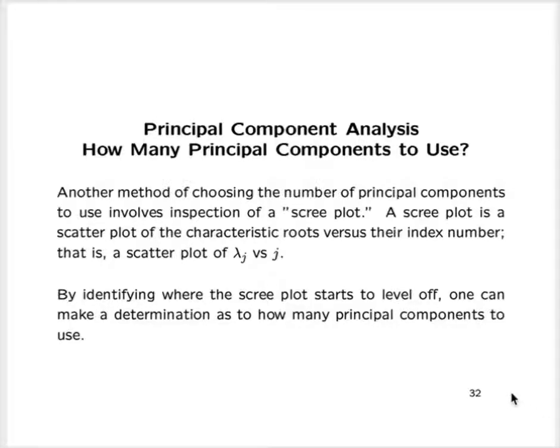Now, we're going to be looking at some examples of principal components. I think that this is probably a good place to stop this video. We'll pick up the examples in the next lecture video.